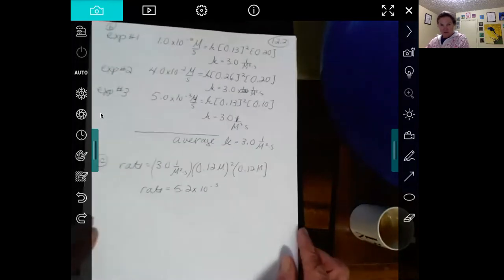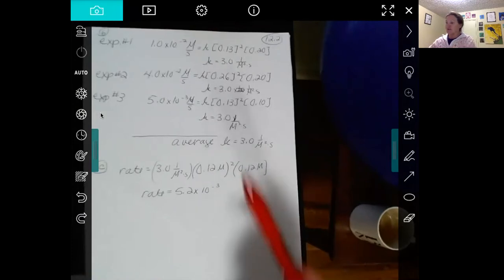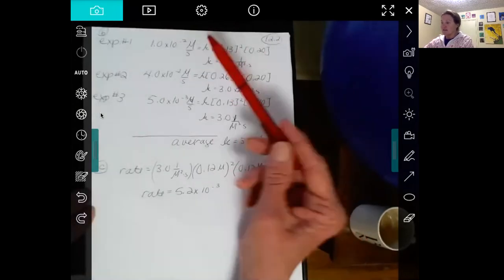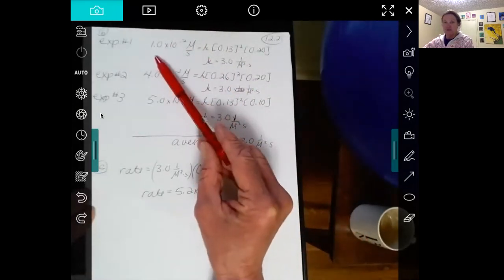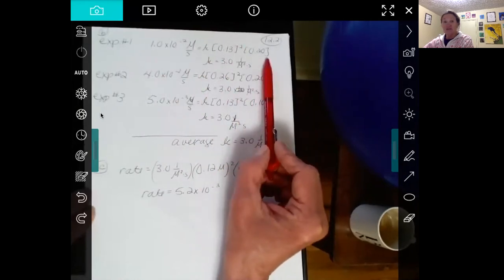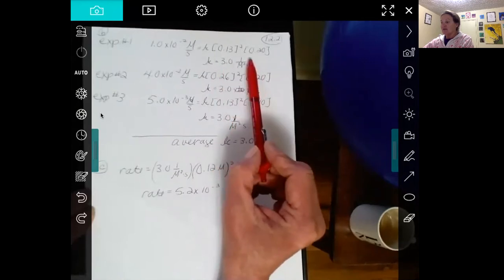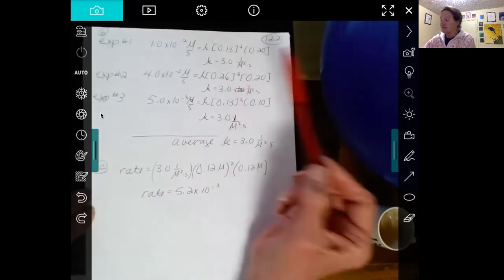The other thing they want you to do in this problem, a couple things, is to just determine the rate constant. And I want you to make sure you could just set it up with 1 experiment. If you start with the first experiment, the rate equals K times each concentration to its order. And you end up with a rate constant of 3. And the units are 1 over molarity times seconds.